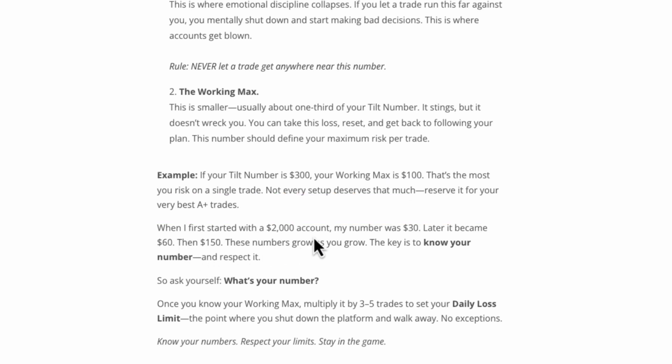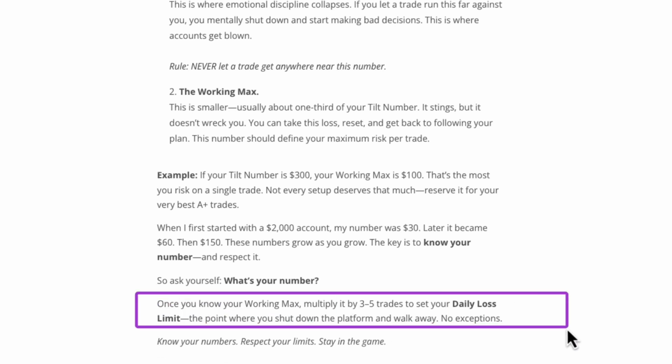When I first started with a $2,000 account, my number was $30. I did not like losing more than $30 on one trade. That was my number, $30. Later, it became 60, then 150. These numbers grow as you grow. The key is to know your number and respect it. So ask yourself, what's your number?